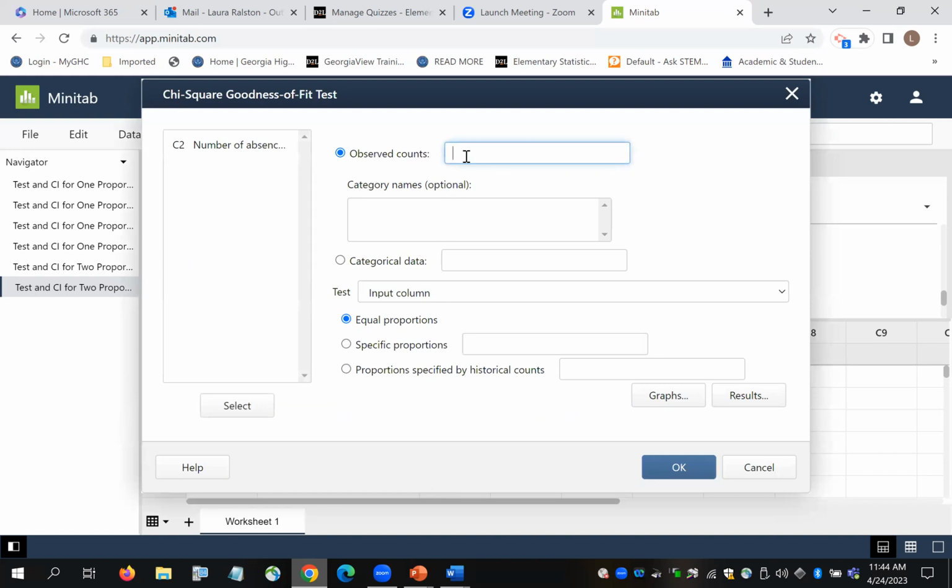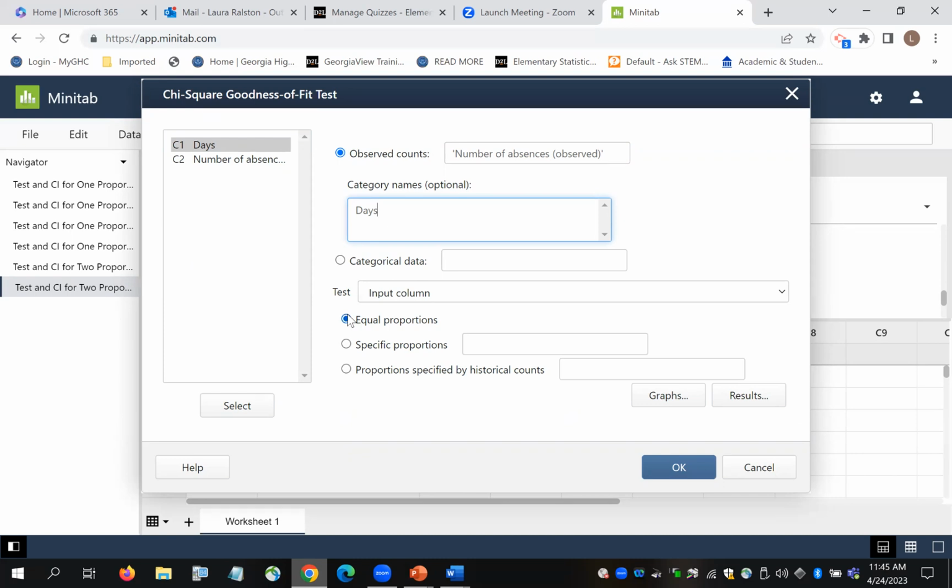It asks me, where are the observed counts? Those are the numbers. They are in column 2. Then it asks me, where are the category names? Those are the days. We don't do anything with categorical data. We're going to test the input column. And for this problem, we have equal proportions because of the phrasing of the question. It says equal frequencies. We have equal proportions.